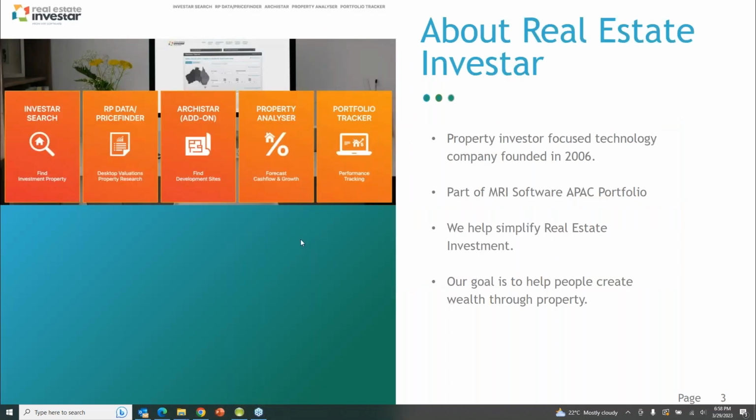So Real Estate Investor is a technology company that has tools for property investors. I work with the company. I've been using these property investment tools for over 11 years now, and haven't found anything better on the market, from finding properties to doing all the market research.